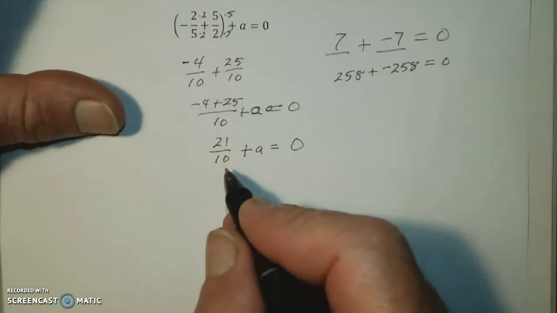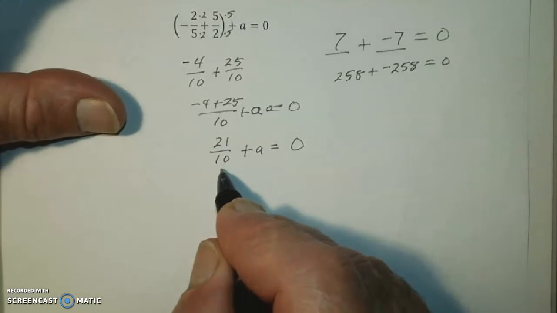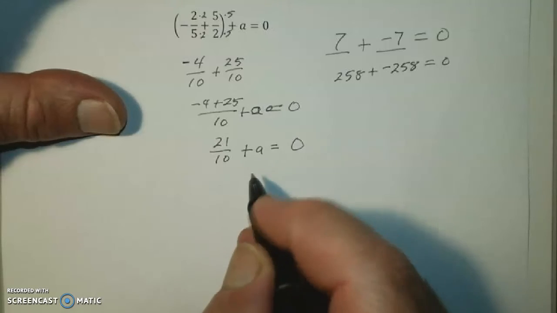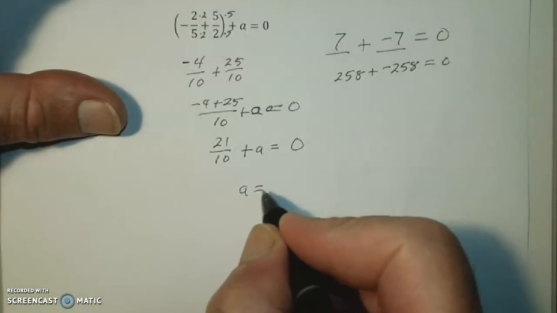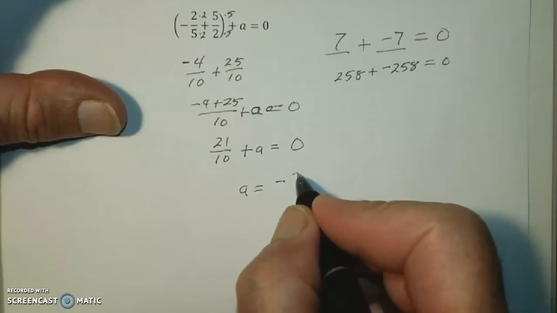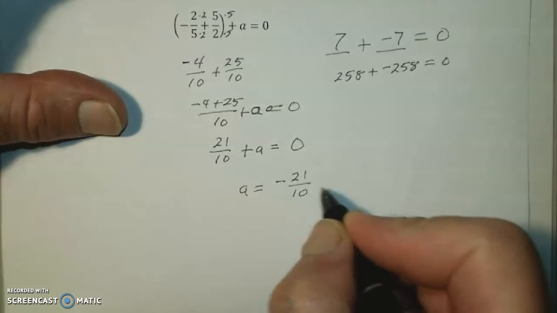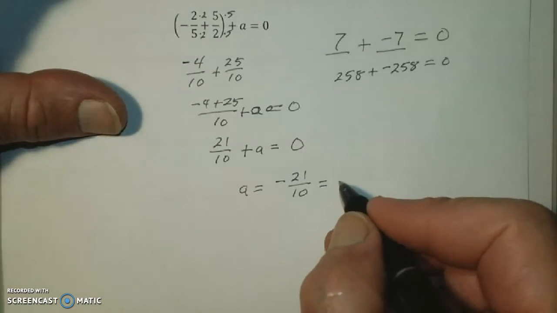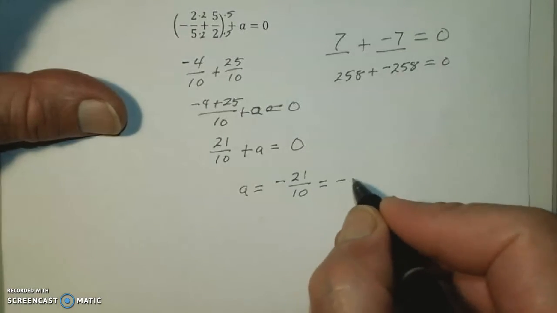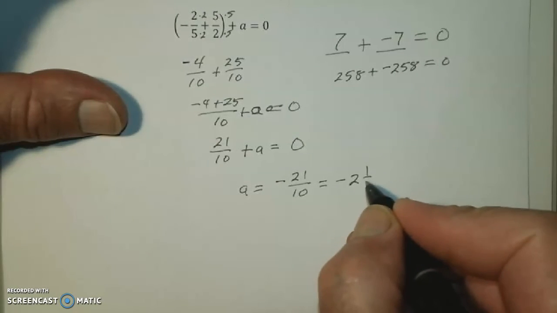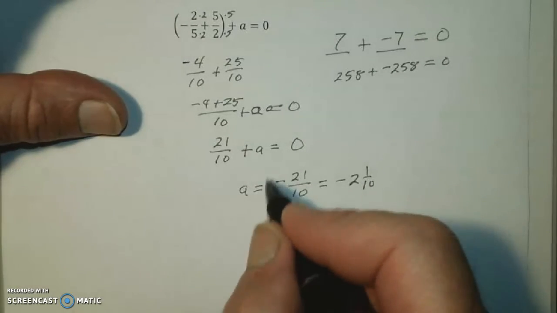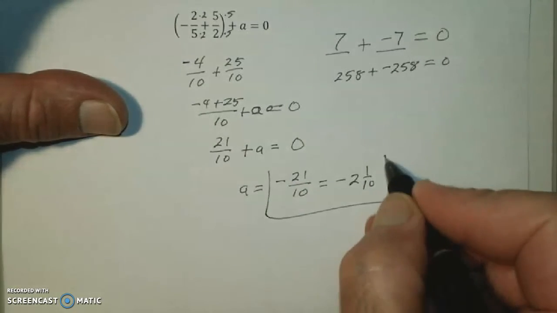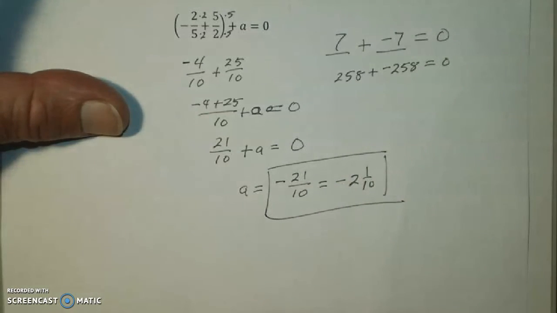So in this case, our first number is 21/10. To get 0, a is going to have to be negative 21/10. Or, I would leave it as that, but really as a mixed number, it would be negative 2 1/10. I think the most appropriate answer would be the first one, but either would be acceptable.